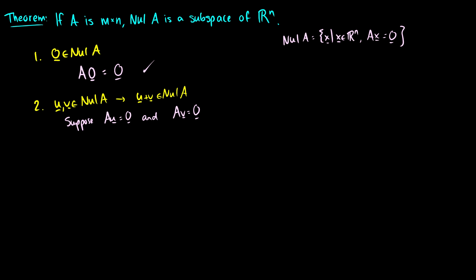So what does this mean? This means that A times the vector u plus v has to be equal to the 0 vector. Well, we know from our matrix vector laws that A times the vector u plus v is the same thing as A times the vector u plus A times the vector v, which is just equal to the 0 vector plus the 0 vector, which is equal to the 0 vector. Therefore, A times u plus v is equal to 0, so this is in the null space of A.